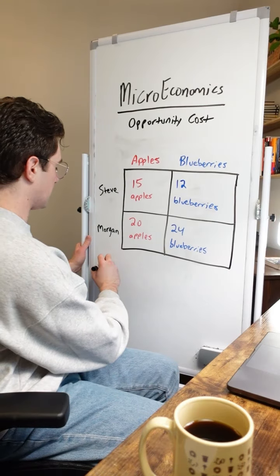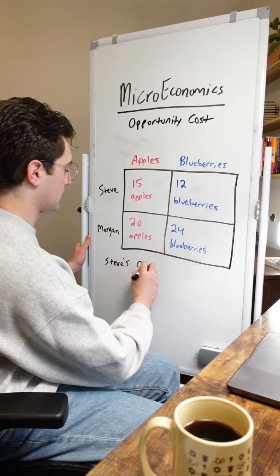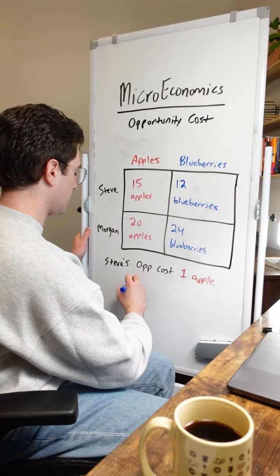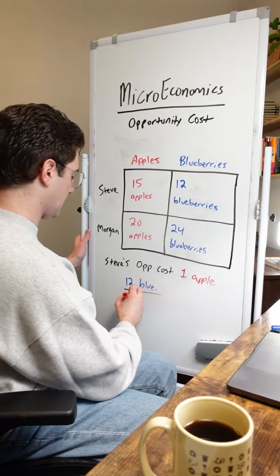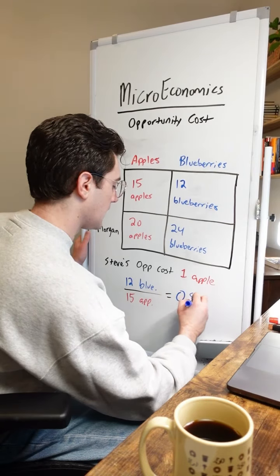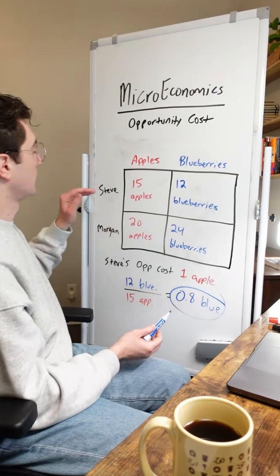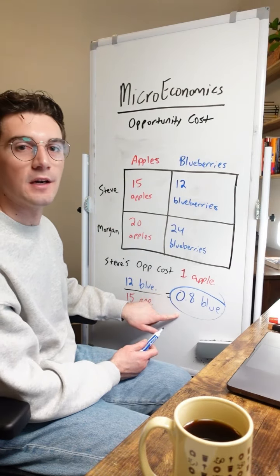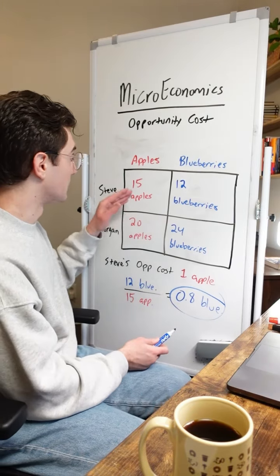So just to be clear here, Steve's opportunity cost for one apple, I'm actually gonna write this in red, it's gonna equal 12 blueberries divided by 15 apples, which when we solve out, is going to equal 0.8 blueberries. In other words, for Steve to produce one apple, he's got to sacrifice 0.8 blueberries. That's what he's got to give up to produce one of this good.